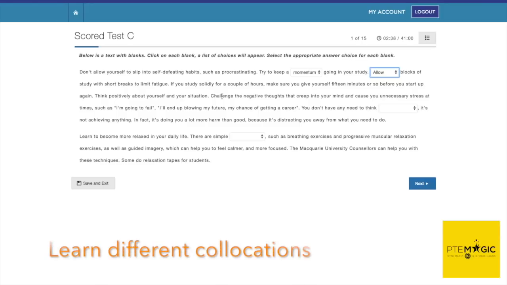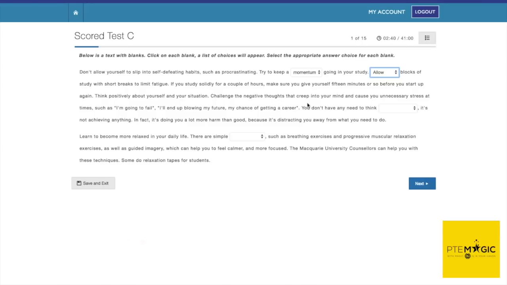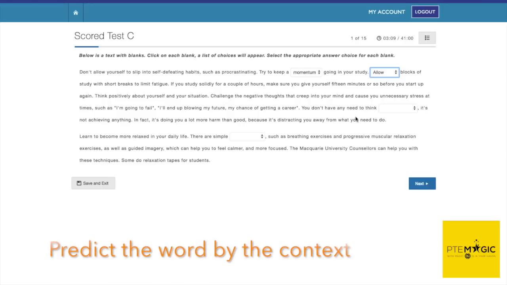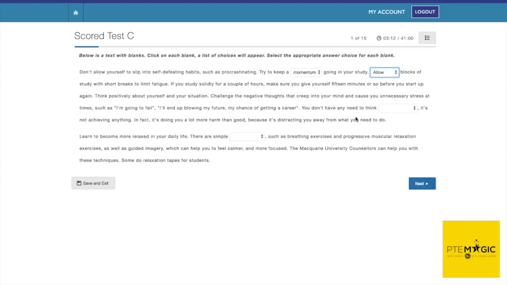Okay, think positively about yourself and your situation. Challenge the negative thoughts that creep into your mind and cause you unnecessary stress at times, such as I'm going to fail, I'll end up blowing my future, my chance of getting a career. You don't have any need to think something is not achieving anything. So in this case, they are trying to tell you to be more positive about your outcomes, so you should not think too negatively. Okay, the keyword here is negative, and I guess it should be an adverb.